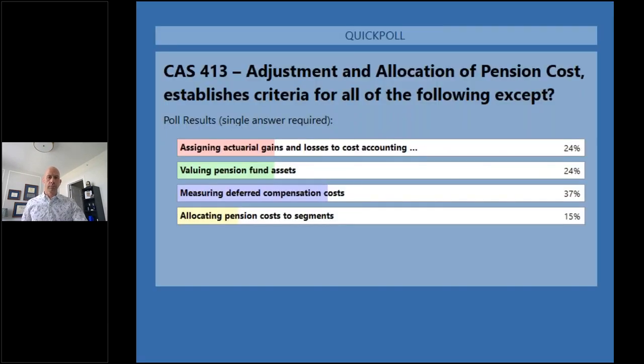Now this looks like it was a bit of a tricky question because the answers are spread across those 4 answers pretty closely. Yeah, and it looks like 37% got it correct. The answer was C, Charlie, measuring deferred compensation costs. That was not part of what we talked about with pension, right? So, if you read A, B, and D, it kind of stands out, right? Actuarial gains sounds like it's related to pensions. B, valuing pension fund assets. And D, allocating those pension costs to the segment. Very good.